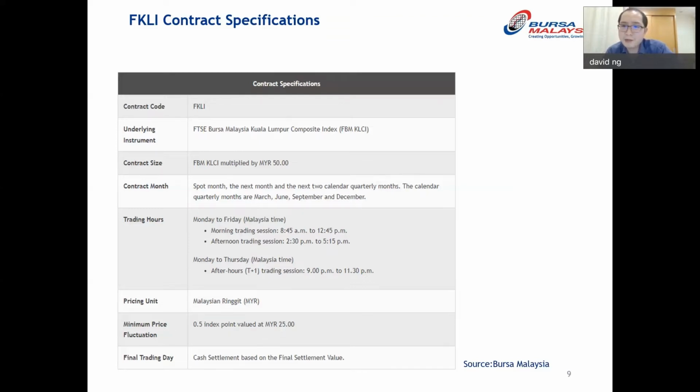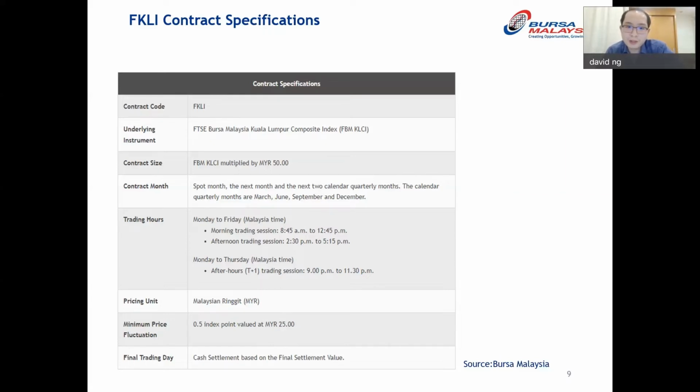And right now, we have the night market session, the T+1, which also coincides with the CPO market night session as well. It starts from 9 to 11:30. So it gives a bit of vibrancy, especially when you want to capitalize on certain movement, especially in the Western markets, where previously our markets were not open. But right now, with the T+1 session in play, technically any movement in the US market, we could capitalize on it on our futures market as well.